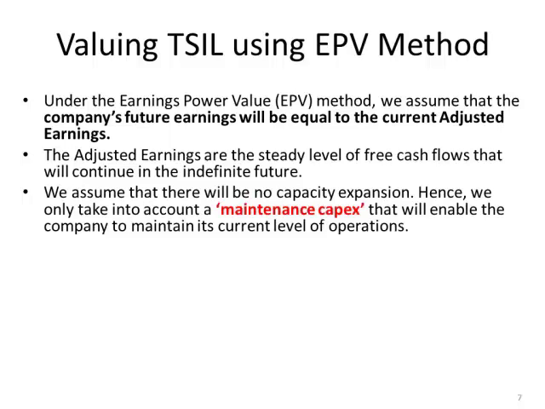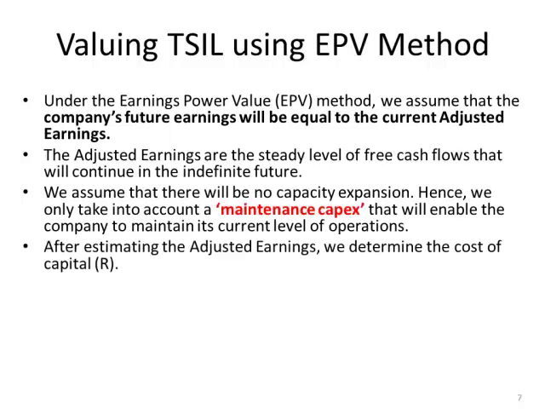We assume that there's going to be no capacity expansion, right? Because we talked about how it's difficult to expand in this industry, and the company's capacity utilization has been the same for a number of years. So we'll only take into account a maintenance capex, or maintenance capital expenditure. So some small capex that the company has to keep spending in order to maintain its current level of operations, right? So keeping the plant running and so forth.